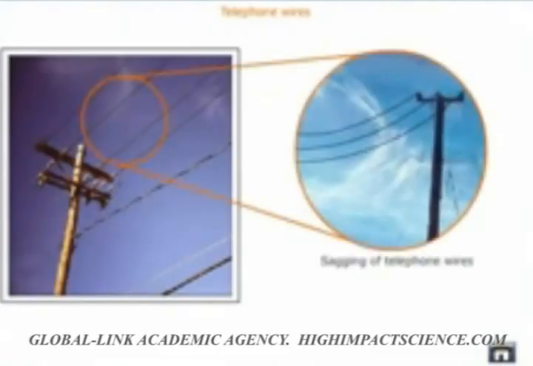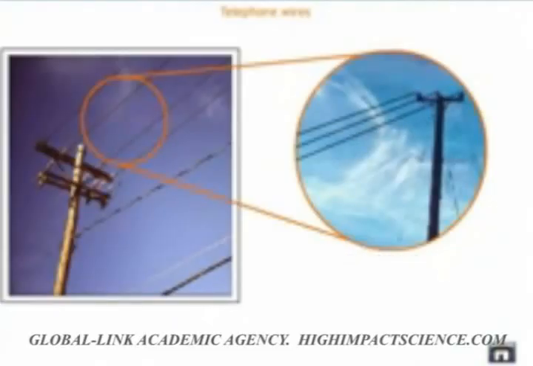When telephone wires are fixed during a hot day, they are fitted with a sag to allow for contraction when it is cold. If this is not done, the contraction force generated may cause a breakage.